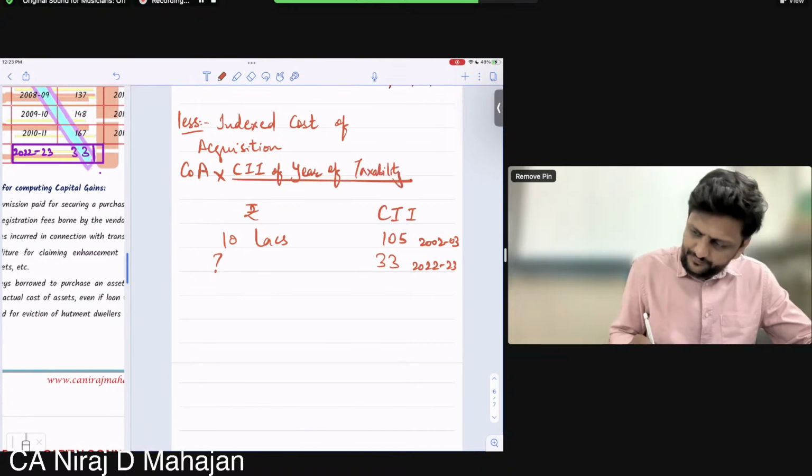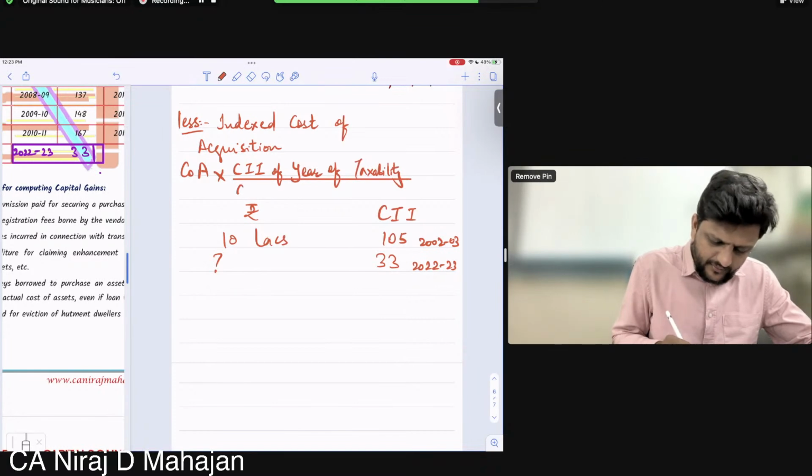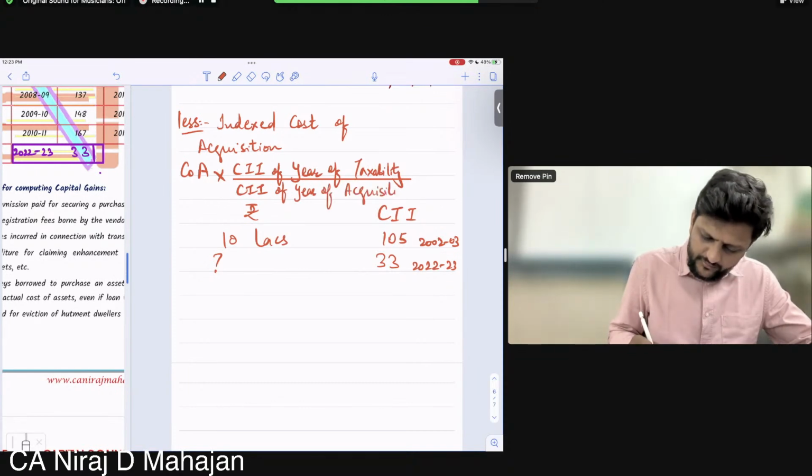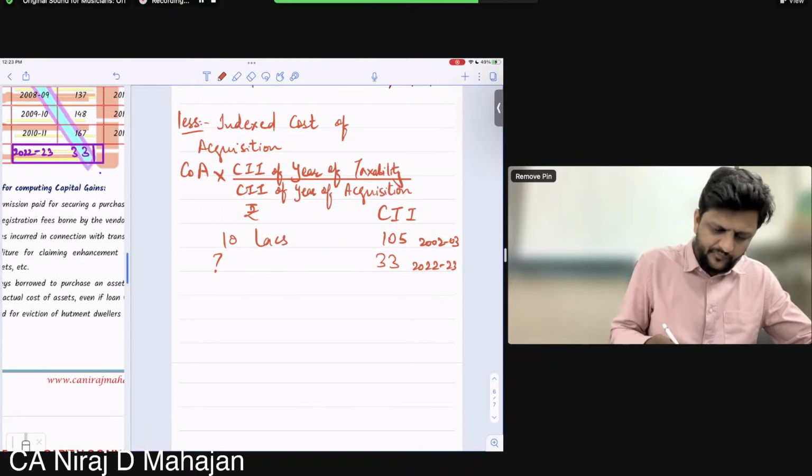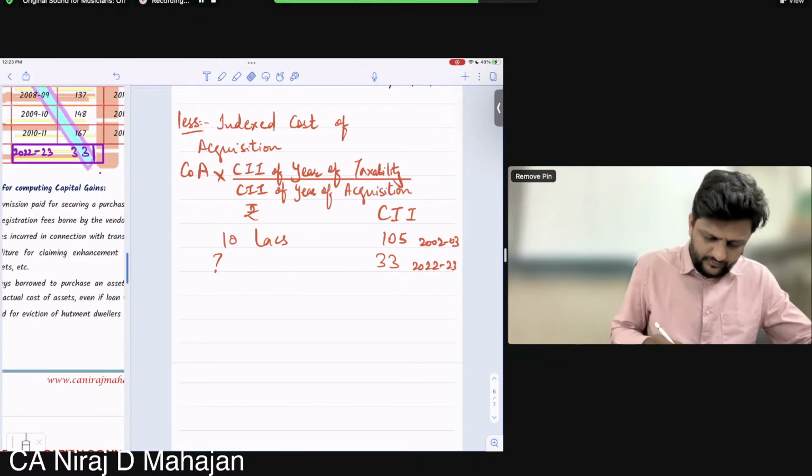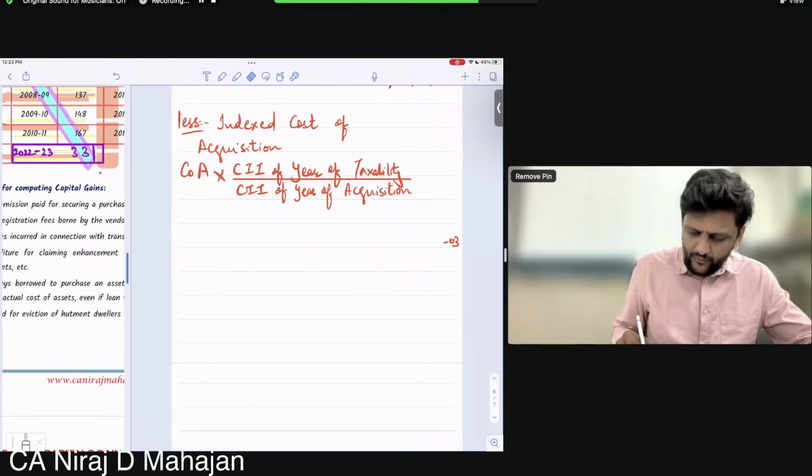Upon CII of year of purchase or acquisition, year of acquisition. Fine till here? Write on this much.